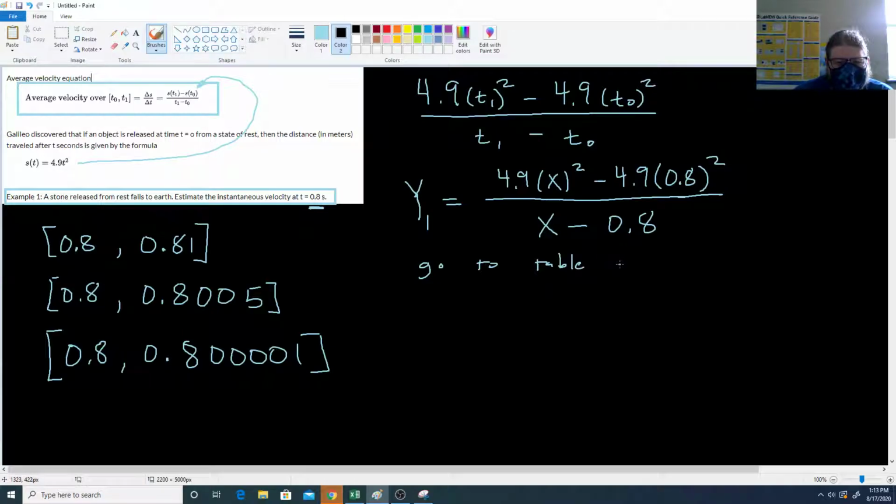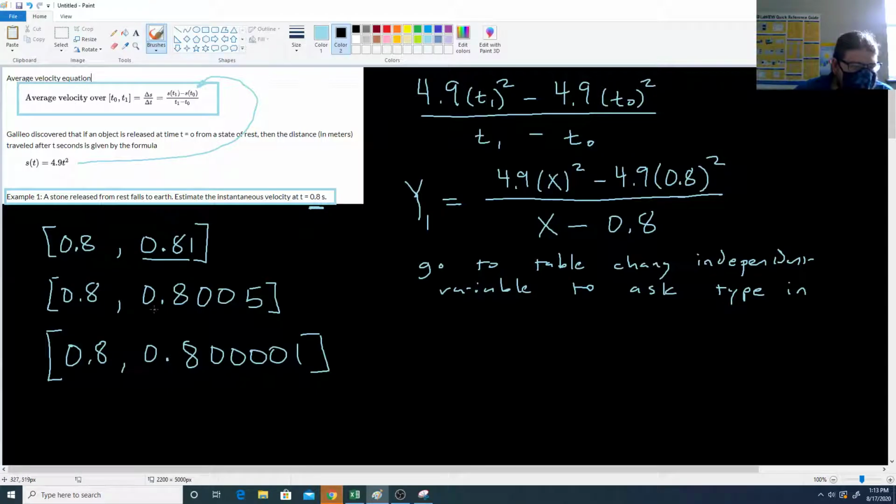I can change the independent variable to ask, and then I can type in these numbers here for my t1 values, and this equation will tell me the average velocity. So I'm going to put little arrows beside this where I can type out the average velocity numbers we get back from that.